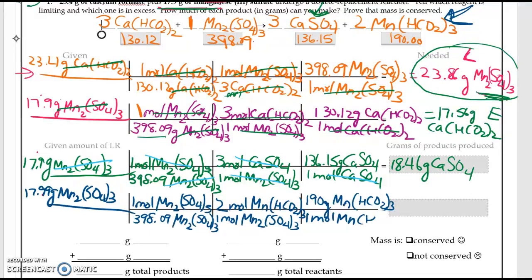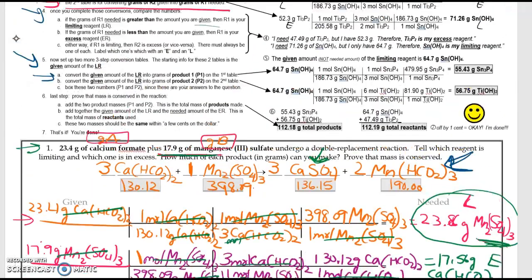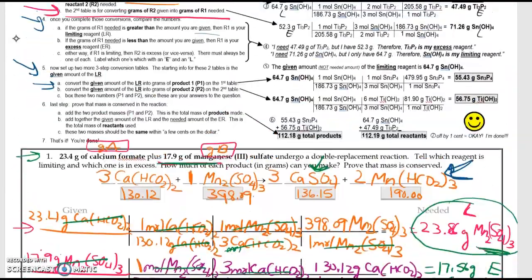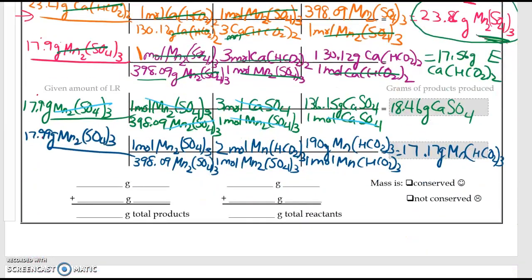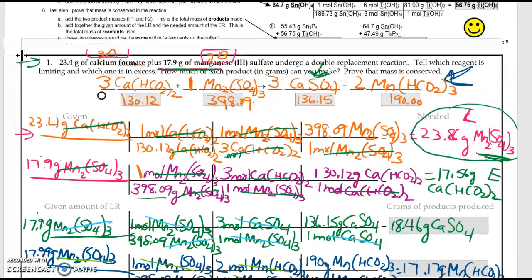Mn. All right, once again, when you do the math, you'll get 17.17 HCO2 3. All right, so now look at the last step. Actually, let me just show you this, get done with this as well. So these units are going to cancel. This is going to cancel. This is going to cancel, and you're left with grams of manganese formate.